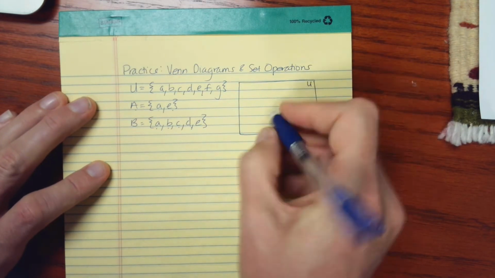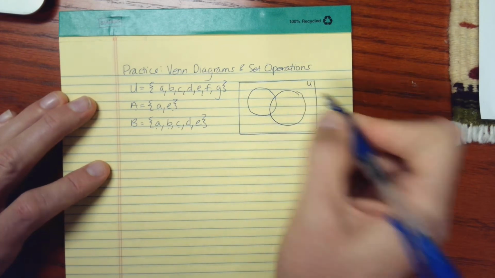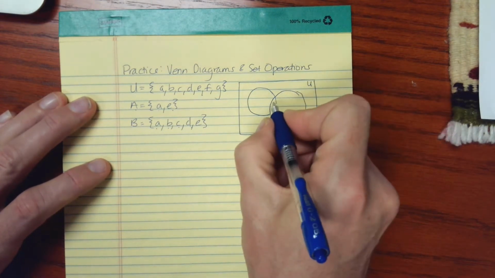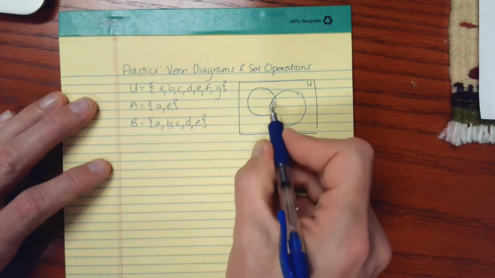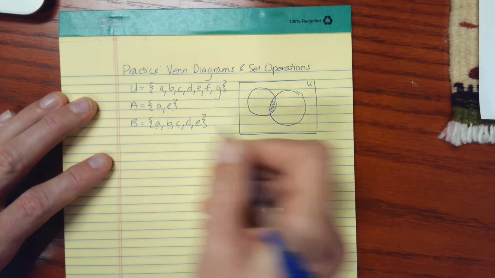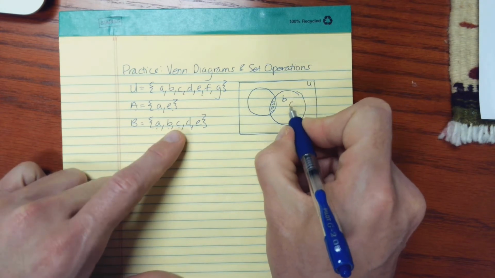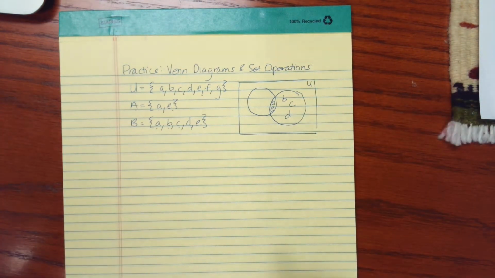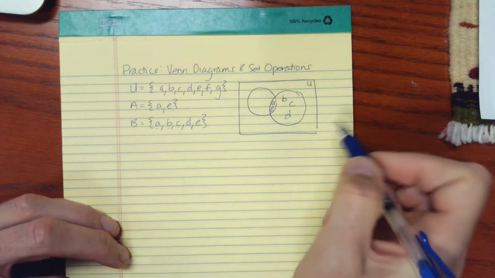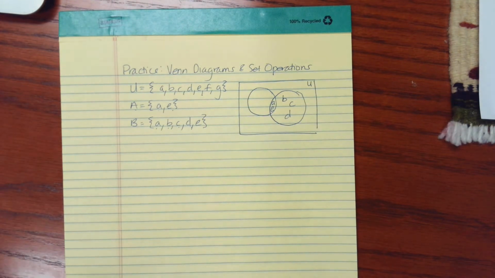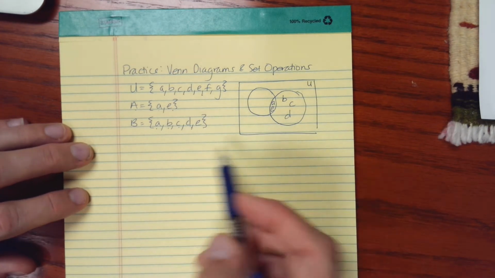So here's my universe. I'm going to use this for A and this for B. And so the elements A and E are in both A and B. In fact, that's all of A. But B also has the elements B, C, and D. So this is interesting. A is entirely contained in this intersection. All right, so let's see how that works out with some set operations.